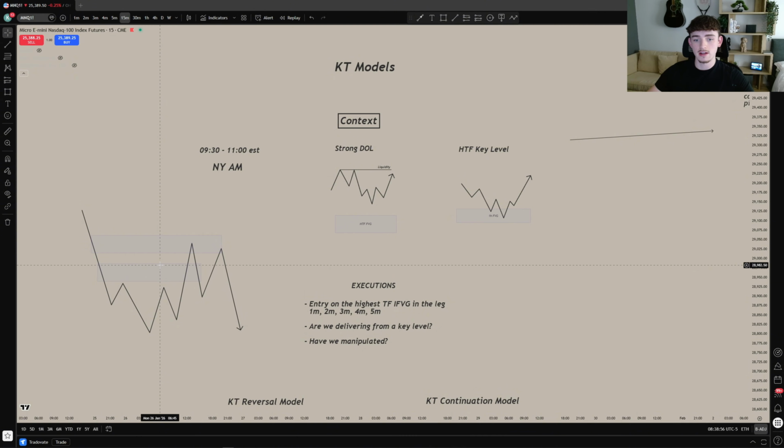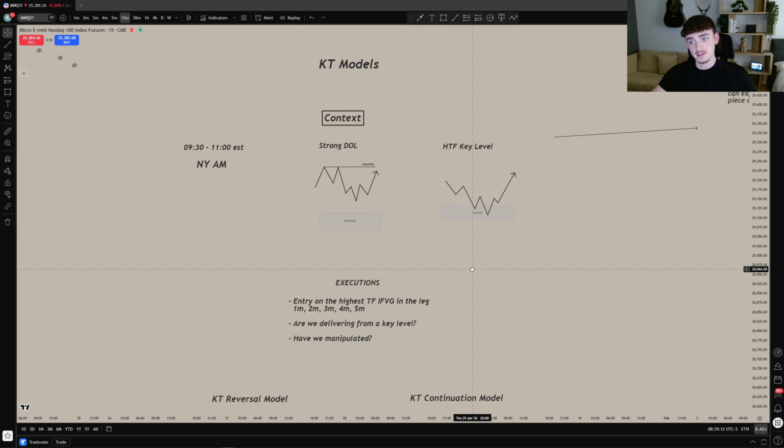So you want to make that singular, and when you make it singular, you'll probably find that there's a 5 minute, let's say, and it will look something like that. So you want to ignore the duplicate time frame, duplicate fair value gap legs, and you want to focus on the singular legs. Okay, singular fair value gaps in the legs.